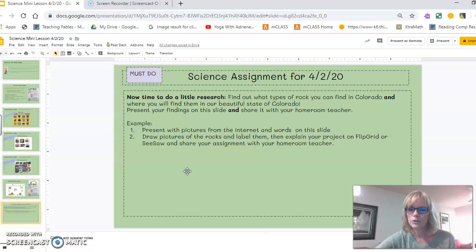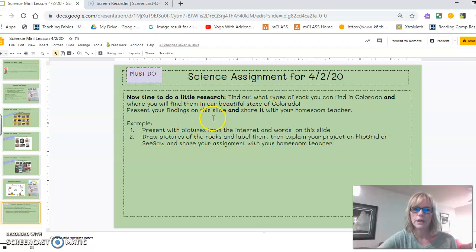So now it's time to do a little research. Scientists or researchers, find out what types of rock you can find in Colorado and where you'll find them in our beautiful state. For example, you're going to tell me maybe there's igneous rock in Colorado. Tell me where in the state. Is it in Littleton? Is it in Lakewood? Is it way up north? I want you to be definitely clear and specific on where you're finding these rocks.